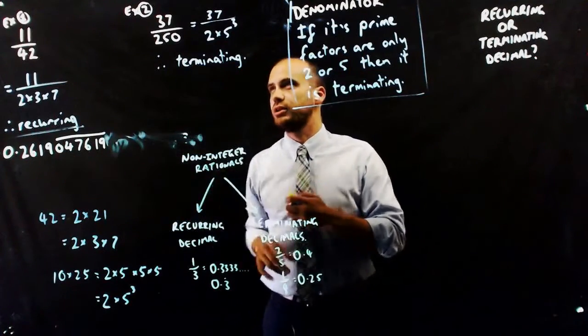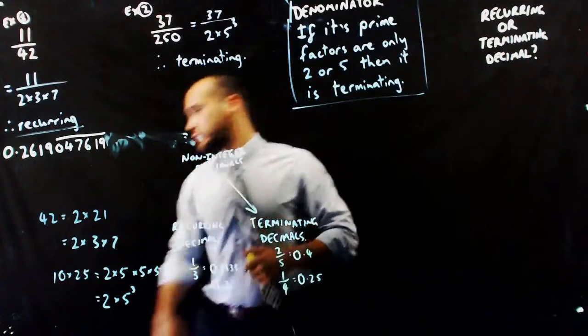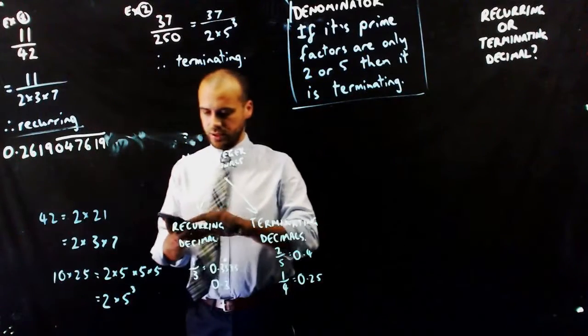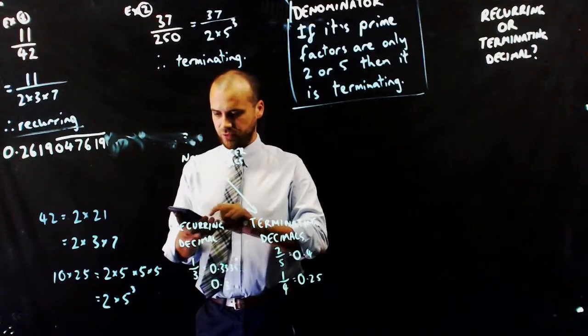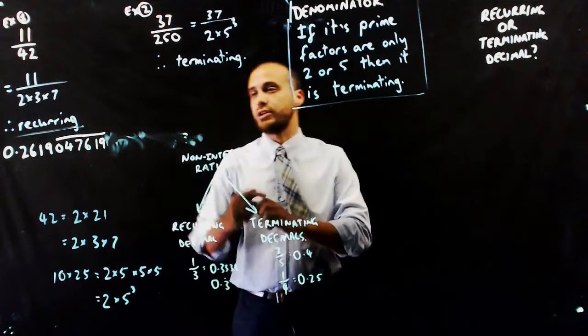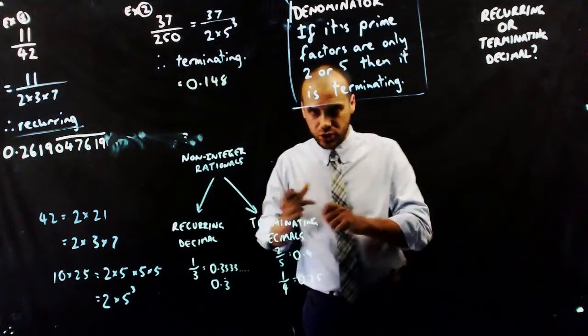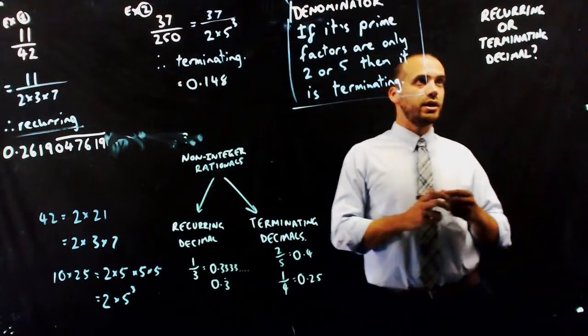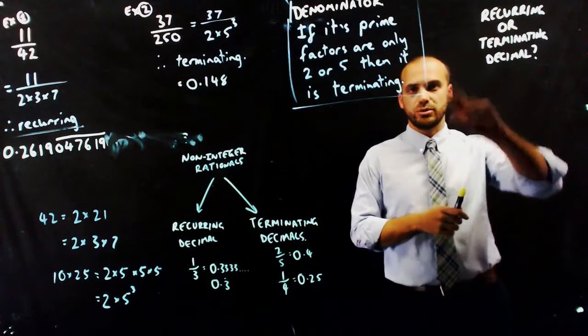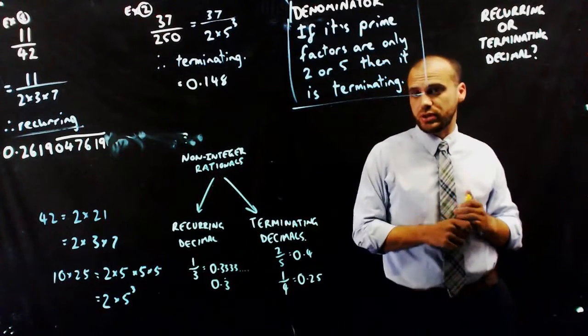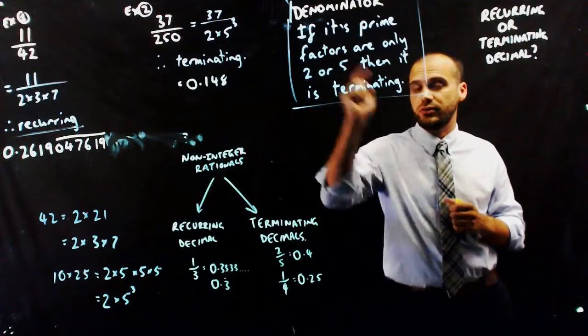That bit recurs forever. That one, however, 37 over 250, 37 divided by 250 is a very, very simple 0.148, a terminating decimal. Okay, that's how you can tell whether it's recurring or terminating. You need to reach all the way back to year 7 and think about how to find prime factors.